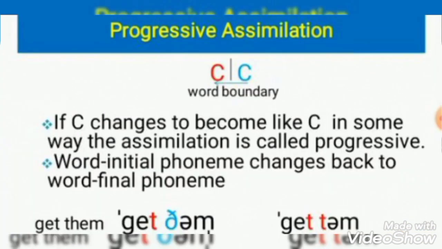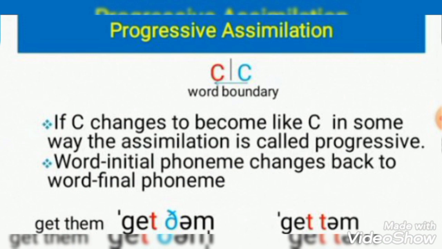Here is another type of assimilation, which is progressive assimilation. Progressive assimilation is defined as when C initial changes to become like C final in some way. The first C is initial C, but the second C is final C. Another definition of assimilation is that a word initial phoneme changes to become like the word final phoneme. Let me explain it with an example.